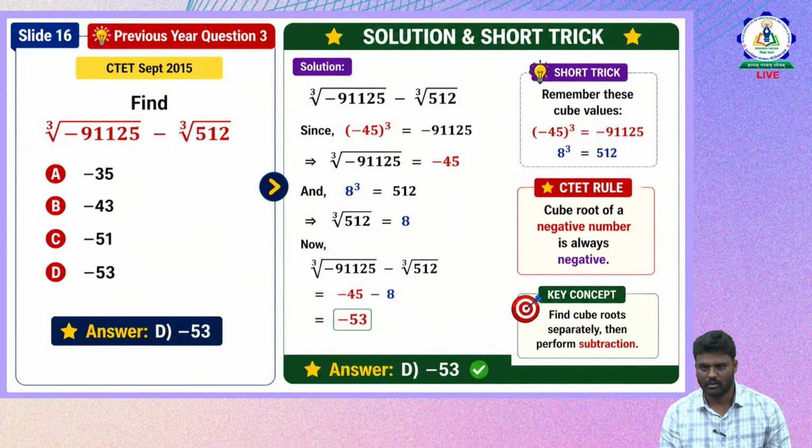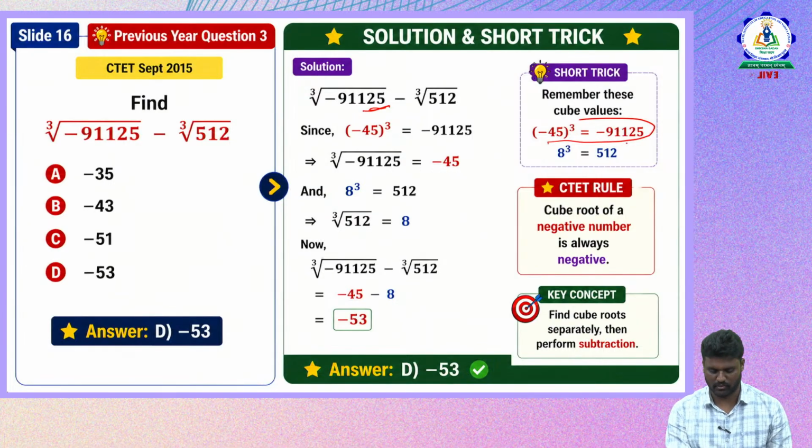Okay, remember the cube values. Okay, so now 25. When you see 25, check the unit digit, which ends with 5, so therefore check with 5. Okay, when you check, like 15, obviously 5 will not be possible. 5, 15, 25, 35, 45. Okay, at 45 the cube value will become 91,125. Okay, similarly 512.